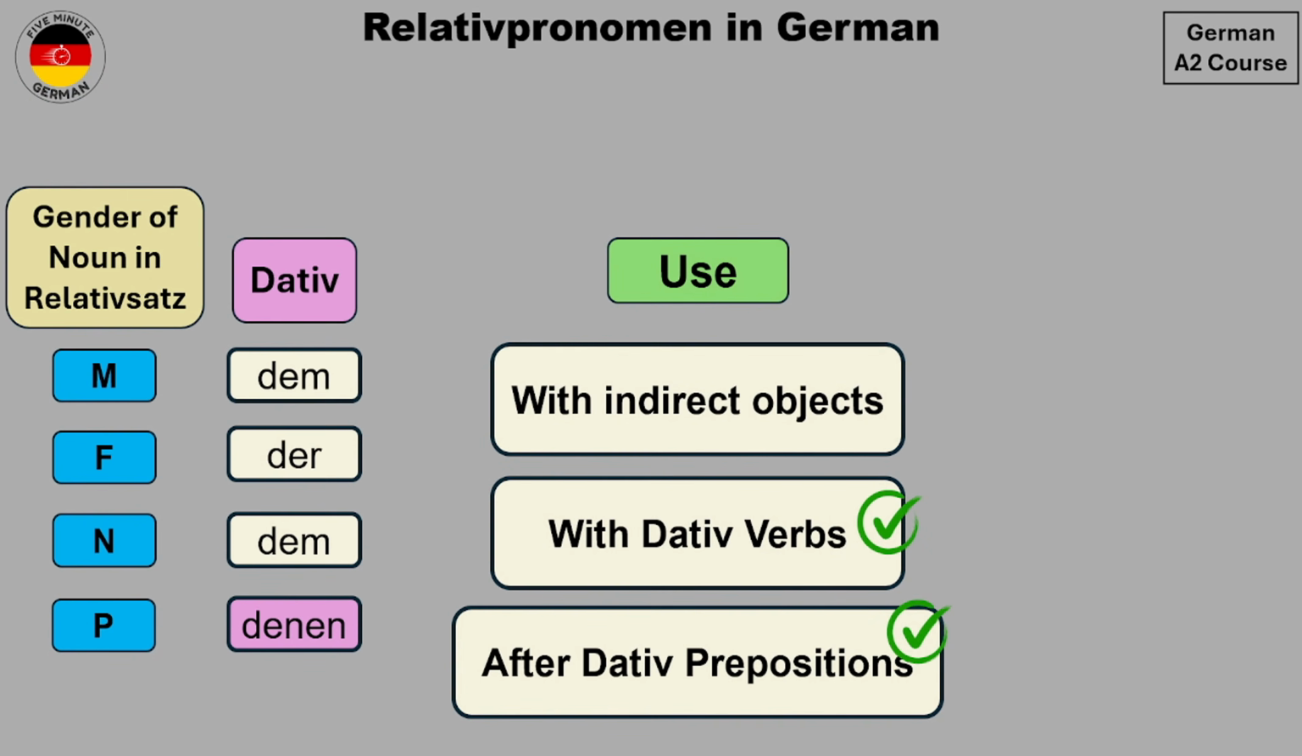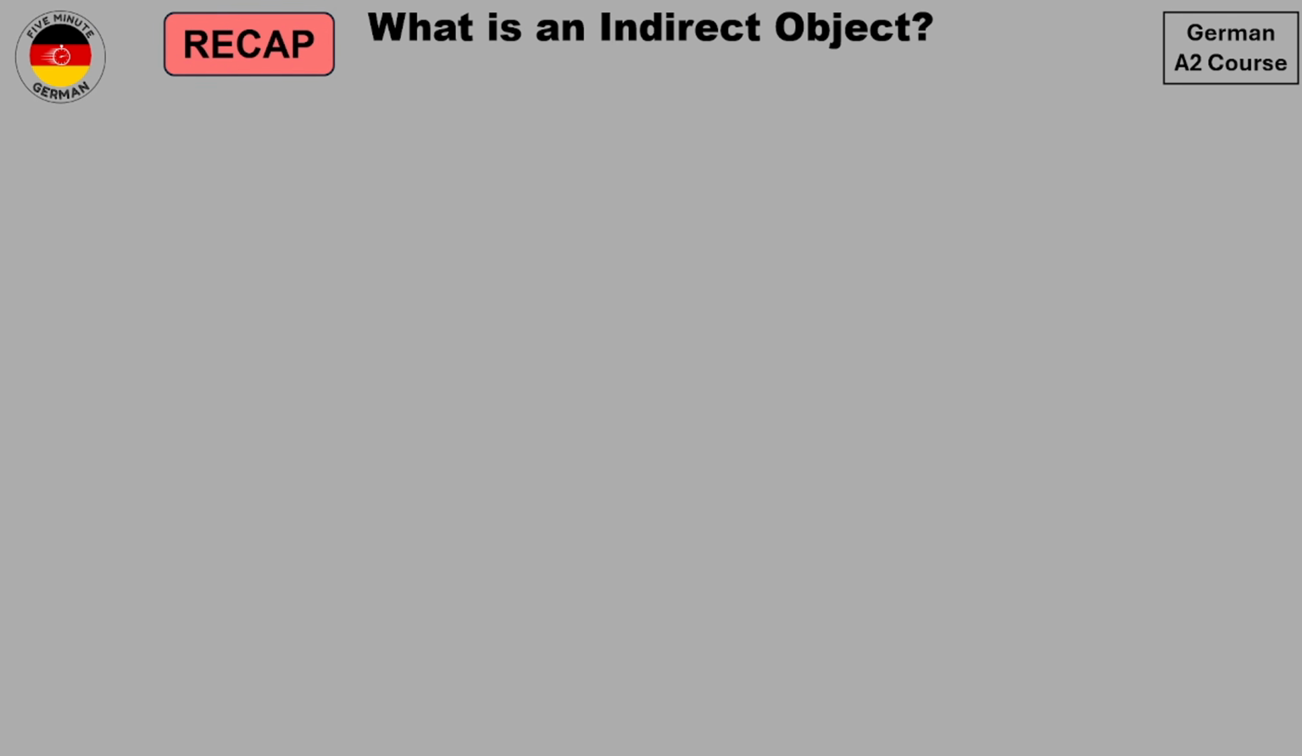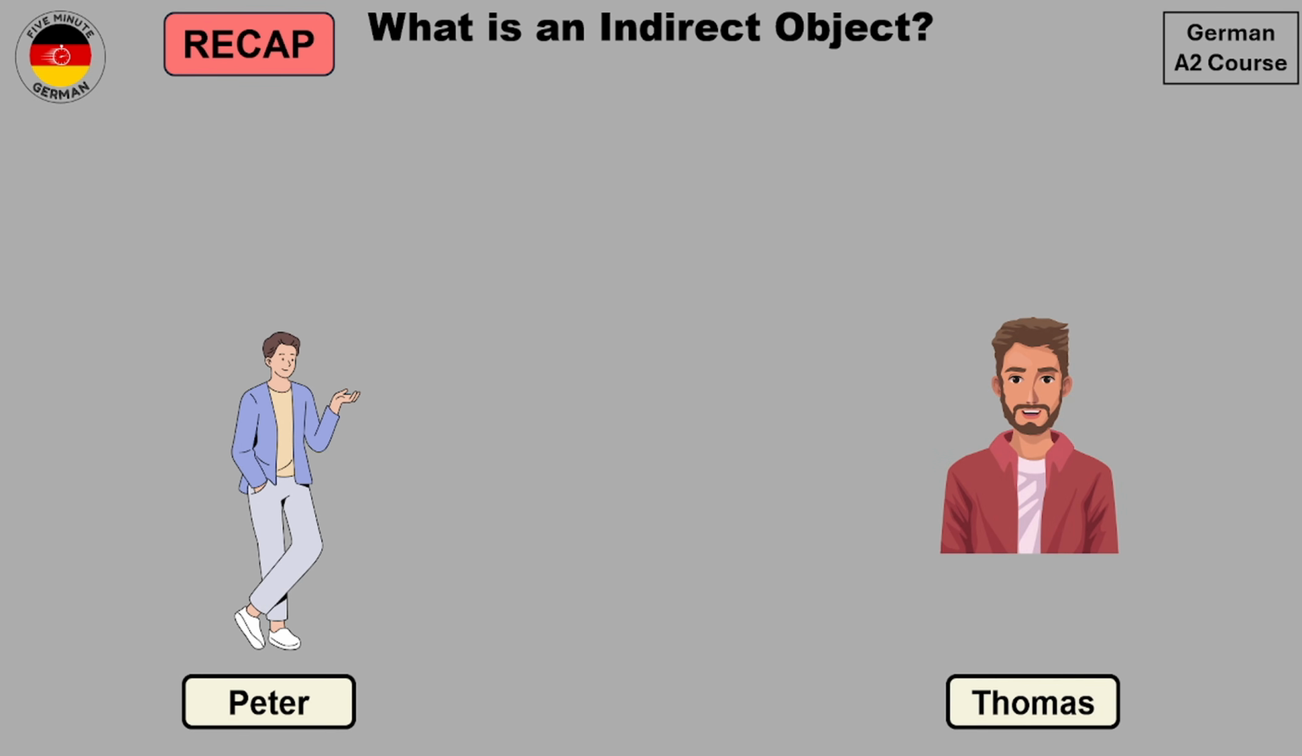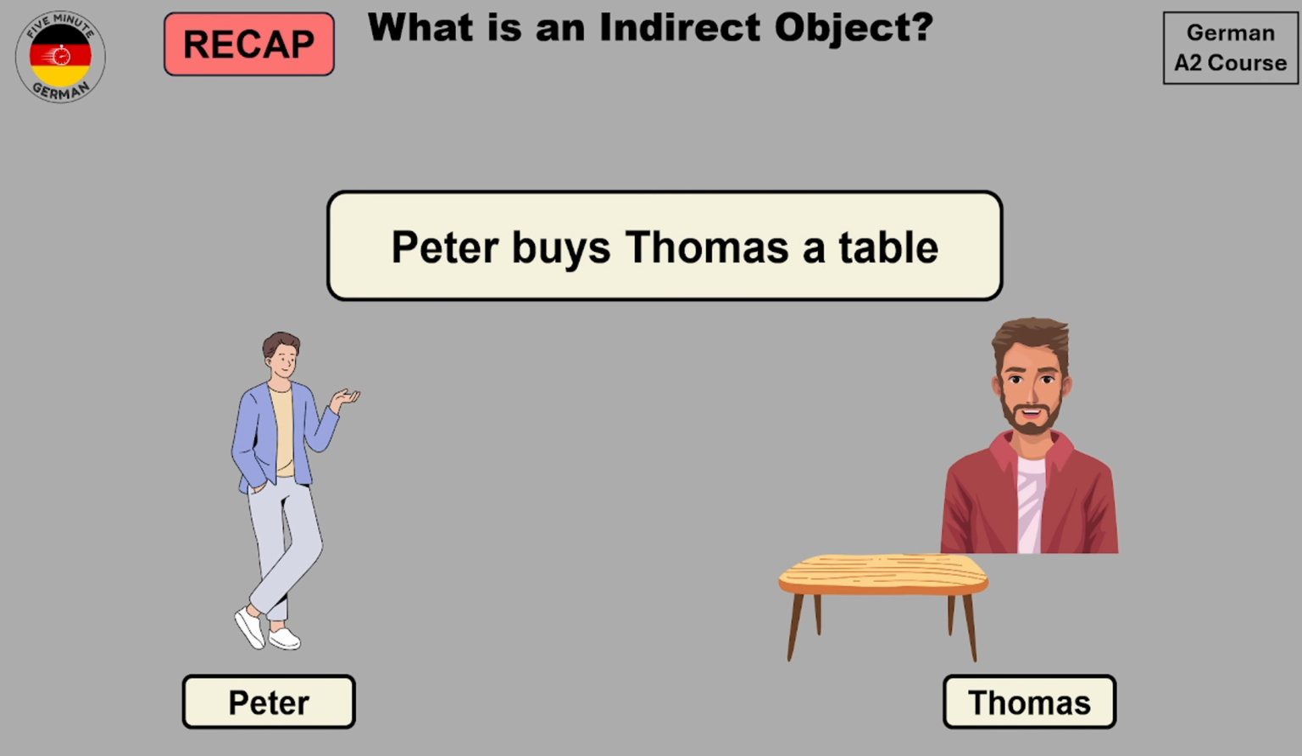Now let's take a look at the last use, which is with indirect objects. But before that, let's do a recap of what is an indirect object. To understand this, let's take an example. We have Peter over here and his friend Thomas, and we also have a table. Suppose that Peter buys this table for Thomas. Then we can describe this situation by saying Peter buys Thomas a table.